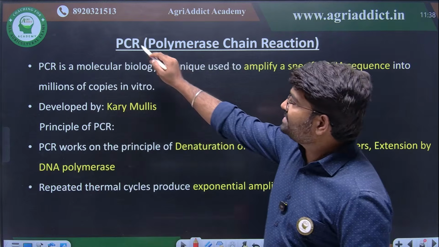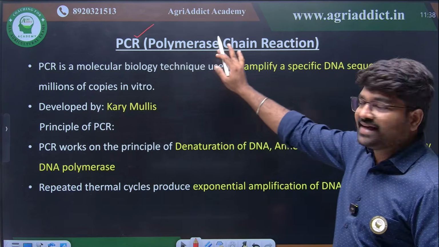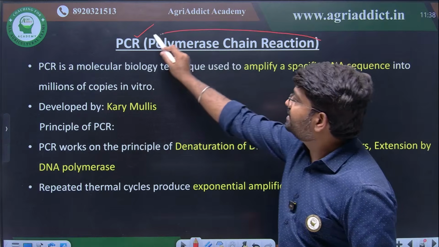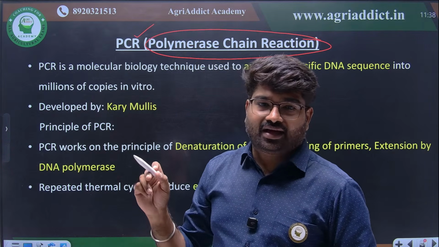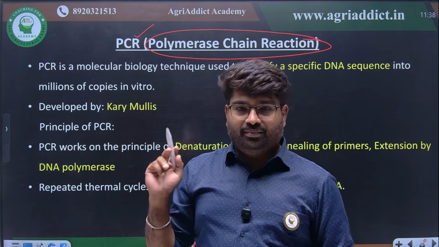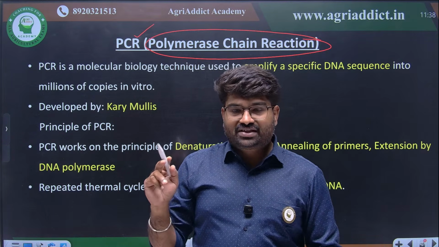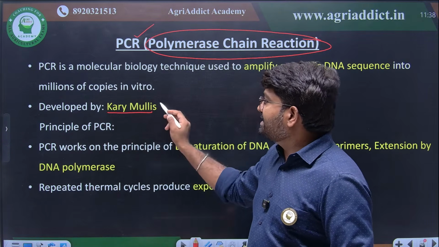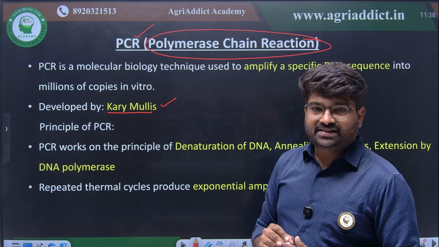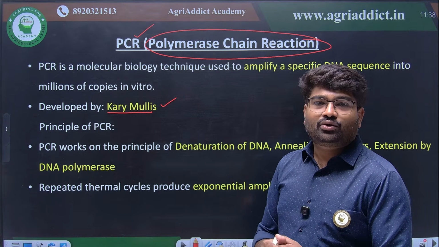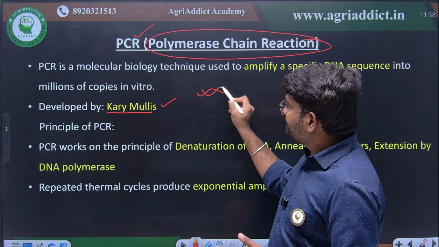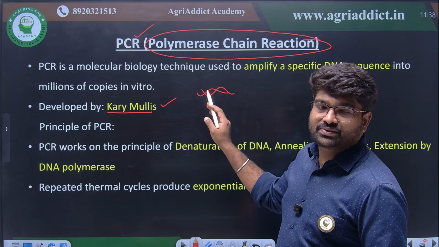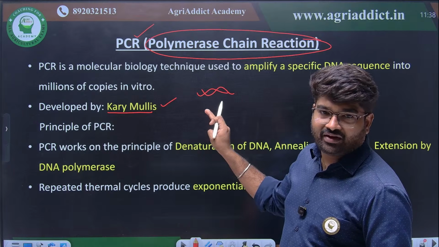So PCR means what? Polymerase chain reaction. For the discovery of PCR, Kary Mullis got the Nobel Prize. Why do we have to use PCR? We know DNA replication happens in our cells. DNA replication means faithful copies of the DNA will be produced.